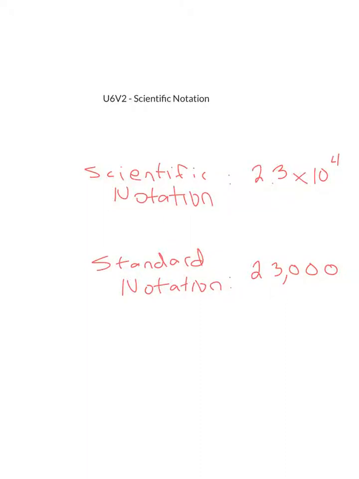This is our second video in Unit 6 called Scientific Notation. Numbers can be written two ways. First of all, scientific notation is when we have our 10 to whatever power. So, for instance, 2.3 times 10 to the fourth. That's scientific notation. Standard notation is the typical way we see numbers, so that would be like 23,000. Both of these numbers are the same. This one's scientific, this is standard.